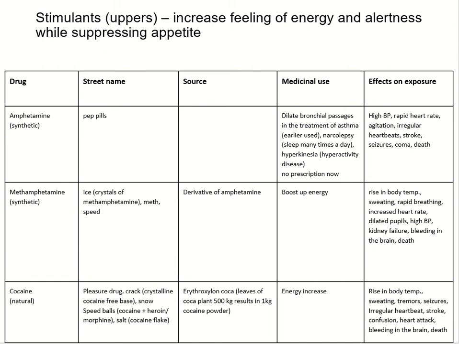Cocaine is a naturally occurring substance, and the source of cocaine is Erythroxylon coca, the leaves of the coca plant. 500 kg of leaves of the coca plant result in 1 kg of cocaine powder. The other names of cocaine are pleasure drug, crack. Crack is crystalline cocaine freebase. Snow, speedballs. Speedballs are cocaine with heroin or morphine. Salt, cocaine flake.